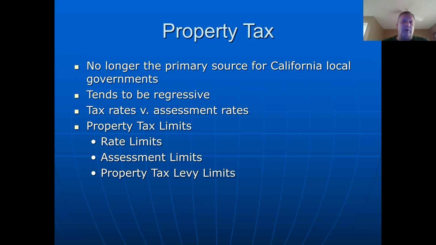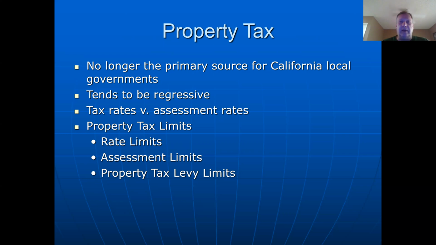Also, the way in which we do the property tax here in California tends to violate horizontal equity, but we'll get into that in a couple of minutes. The amount of revenue that you can generate from the property tax is going to be contingent upon a couple of different things. One, it will be contingent upon the tax rate that's being charged, and number two, it will be contingent upon the assessed valuation of the property.